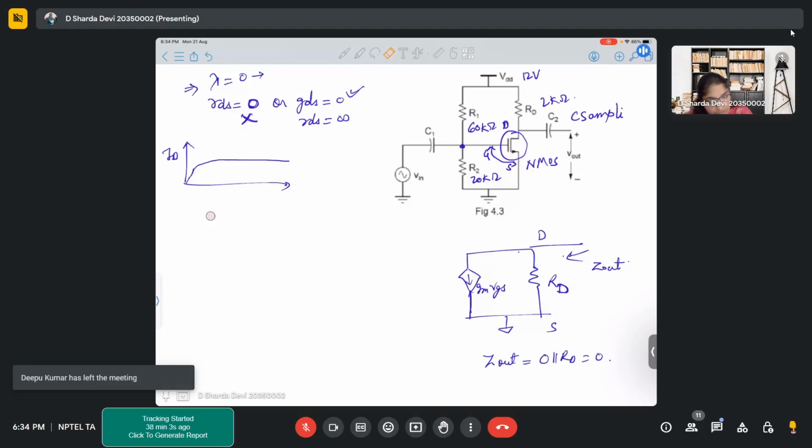So your Z out will be infinite parallel RD. So we'll have RD, which is 2 kilo ohms.